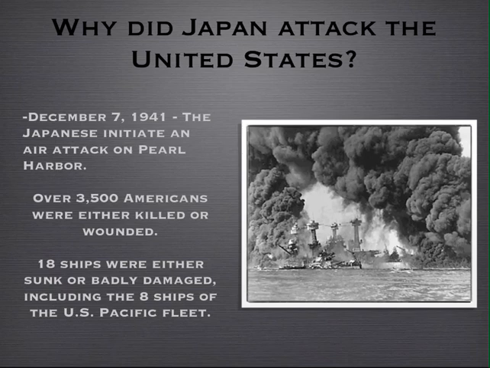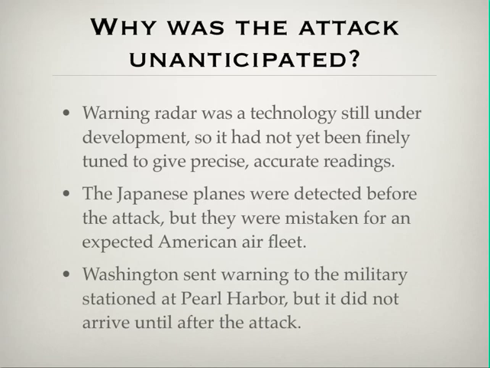So during this attack, over 3,500 Americans were either killed or badly wounded, and 18 ships were either sunk or badly damaged. And that total included the 8 battleships of the U.S. Pacific Fleet. So they did accomplish their mission in trying to destroy that fleet to clear up the Pacific Ocean. And why was this attack unanticipated? Why didn't the U.S. have knowledge of it beforehand?